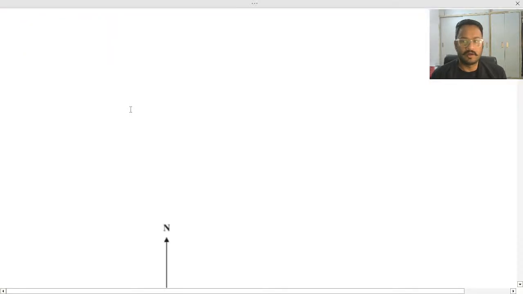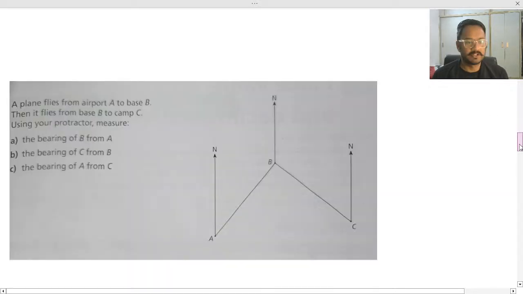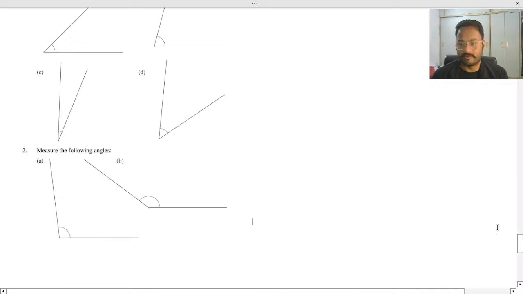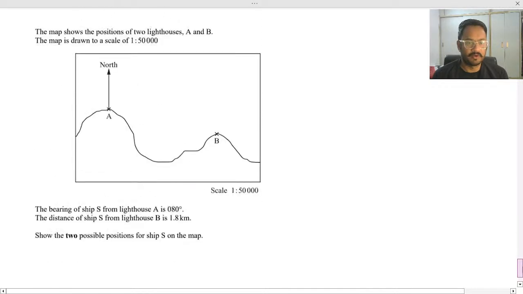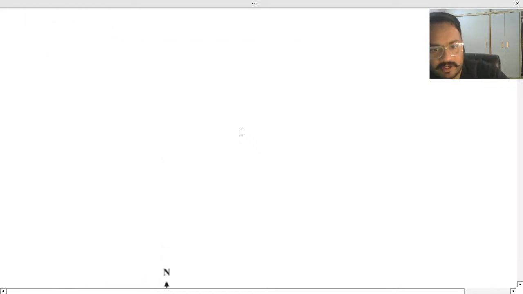Now here are some questions which we'll be doing. These are the overview, and you can see that a few of the questions are based on the checkpoint exams. It is just the basics of all we have done in bearing. We have some questions based on bearing and scaling, right? The student will join later, so we can start the bearing.